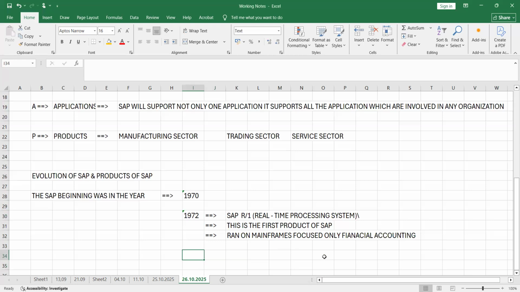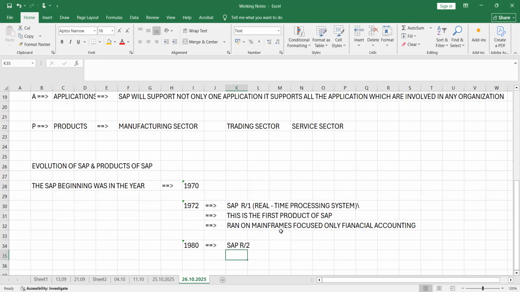Next, in the year 1980, they came up with SAP R2. The real time is the same, no change. So what is the difference between R1 and R2? I'll tell you.